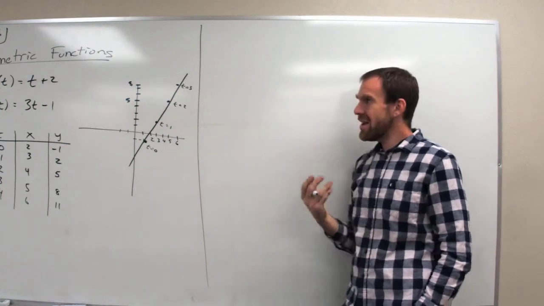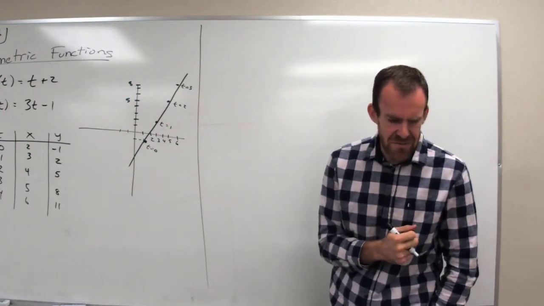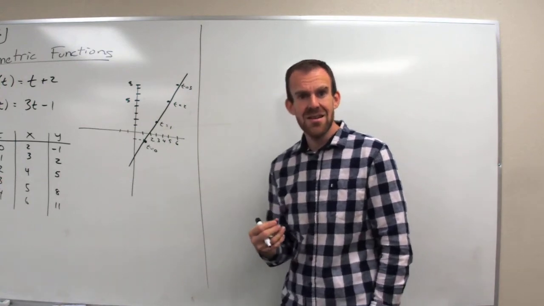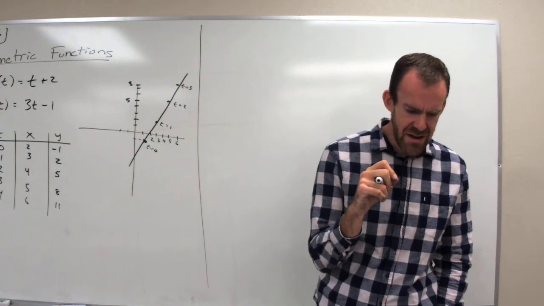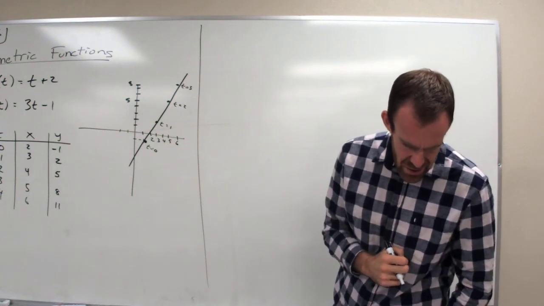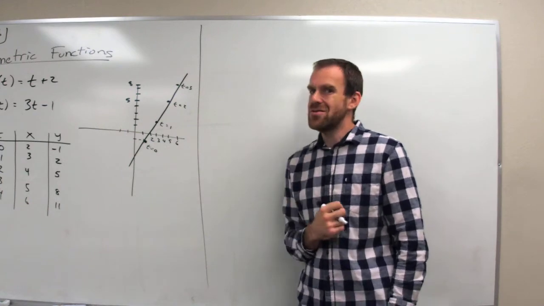Now, you might be wondering, can I do this on my calculator? Absolutely. There's instructions on page 546. The idea is that when you go into mode, instead of selecting y equals, you would select parametric. So I think it's PAR. You'll see that setting in there.